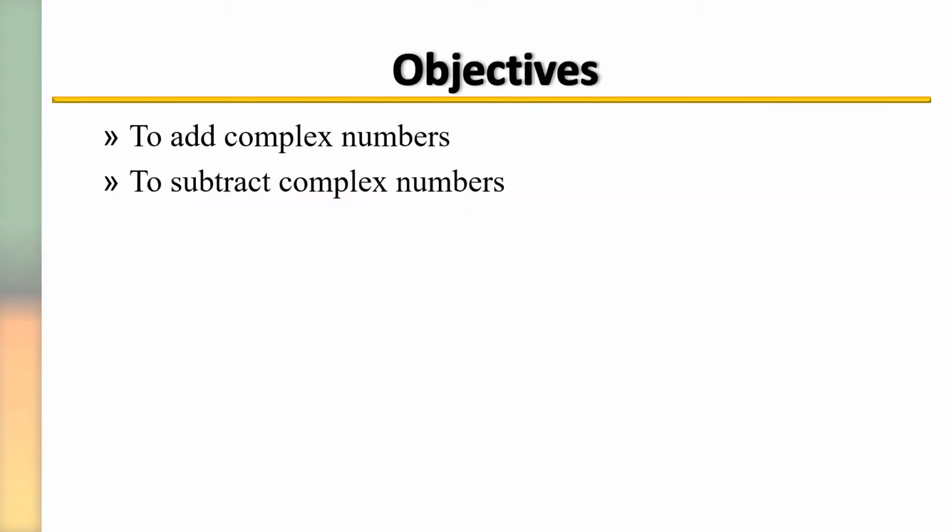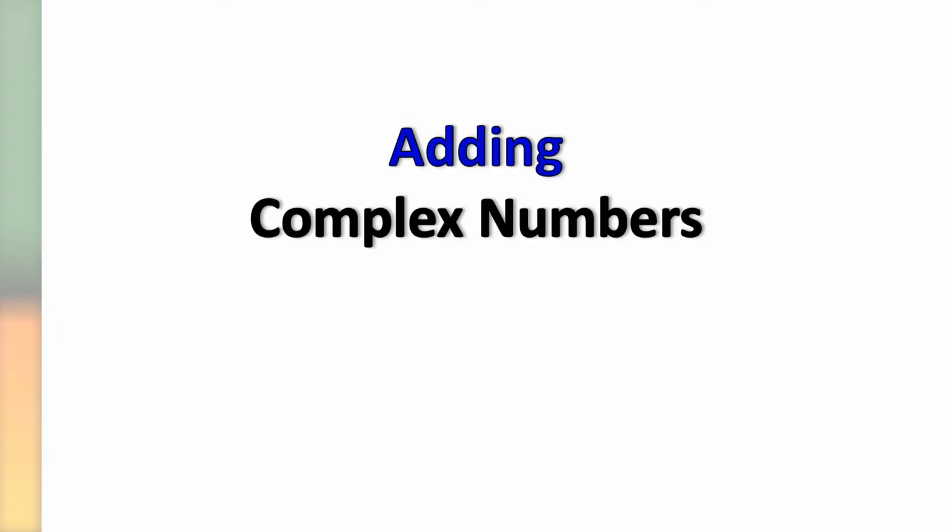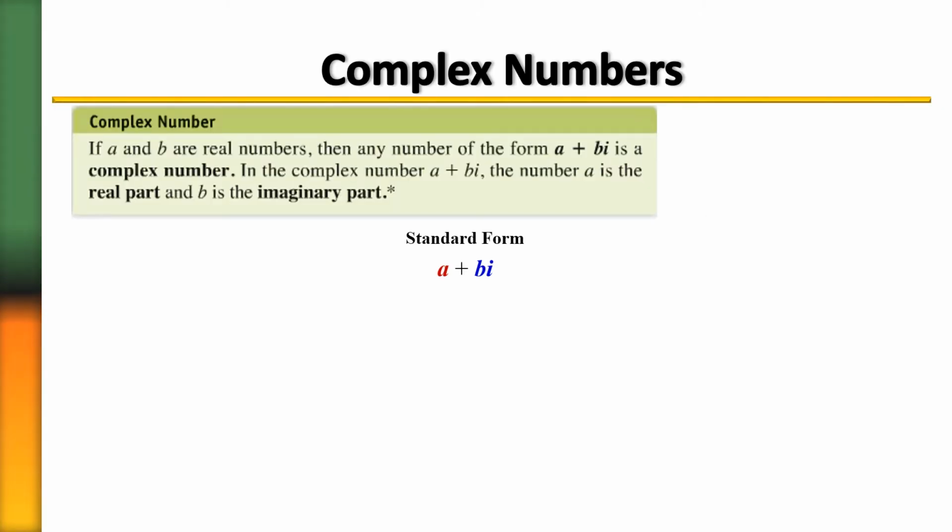In this lesson, we're going to add and subtract complex numbers. Adding complex numbers. A complex number is a combination of a real number and an imaginary number. So if a and b are real numbers, then any number of the form a plus bi is a complex number.